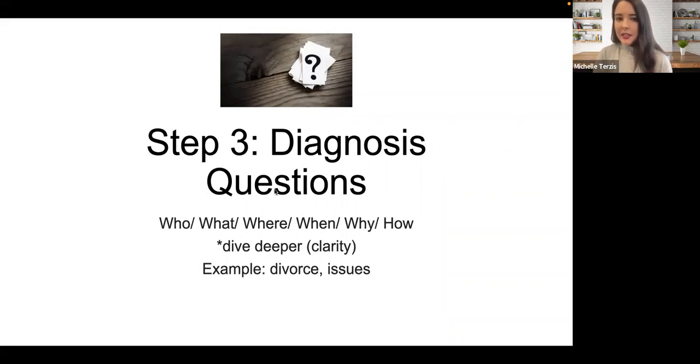So diagnostic questions, this is where we're getting back into the who, what, where, when, how, and we're diving deeper for clarity. This is where you're going to find out things such as, if they don't know where they're moving to, then you're going to dive deeper with that. Where would you like to move to? Where is the ideal place you want to be?